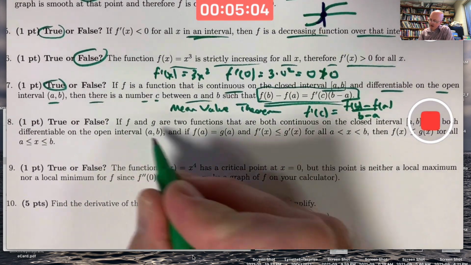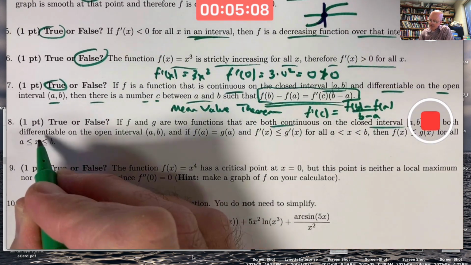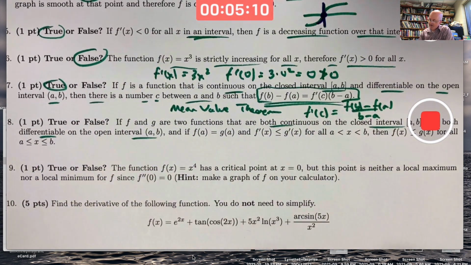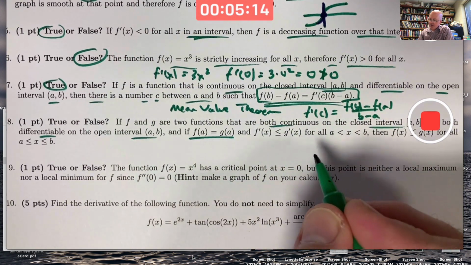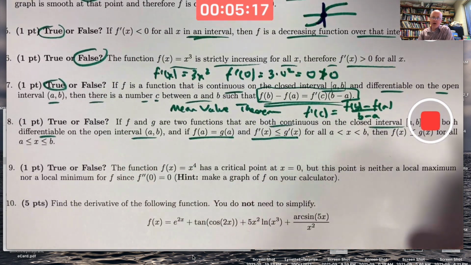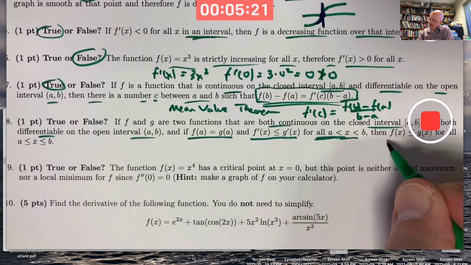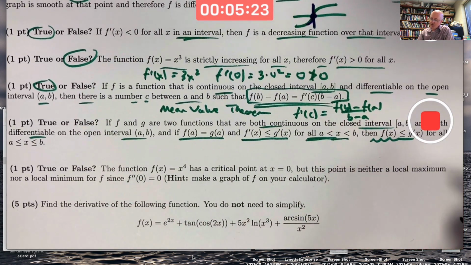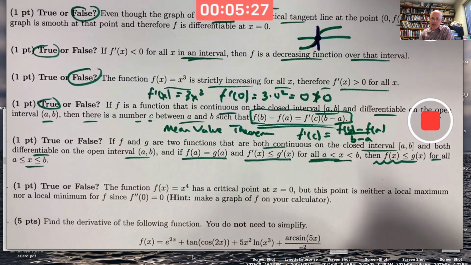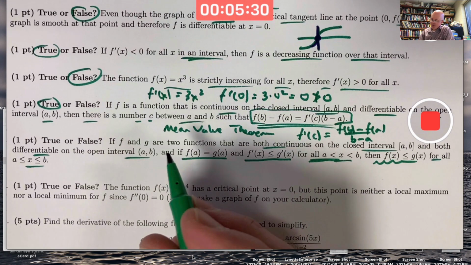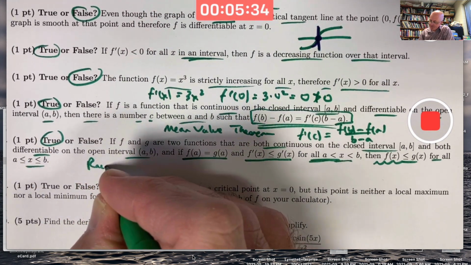Number 8, if f and g are two functions that are both continuous on a closed interval and differentiable in the open interval, so this sounds like the mean value theorem, but I've got two functions now. And if f of a is equal to g of a, and f prime of x is always less than or equal to g prime of x for all x in the interval, then you can conclude that the function f of x is less than or equal to g of x for all x in this closed interval. That is actually true. I didn't alternate this time. That's called the Racetrack Principle.